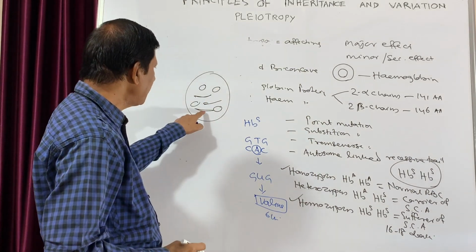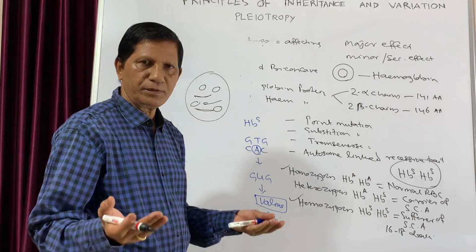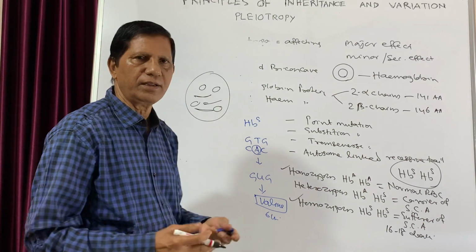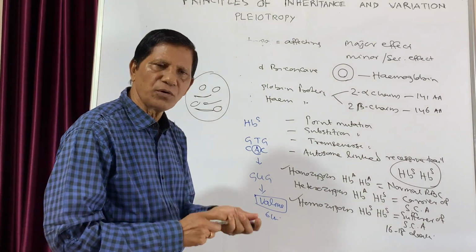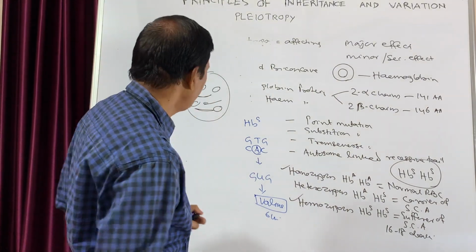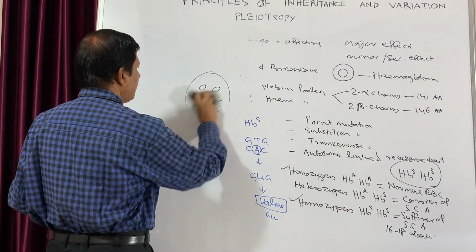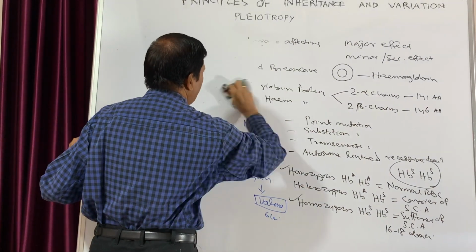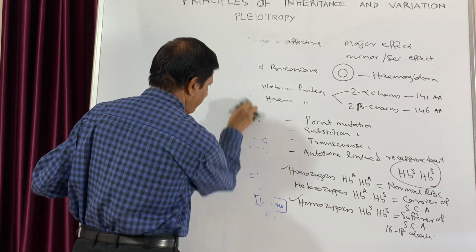If all will be sickle celled, then the sufferer. And if only this round biconcave ones are there, then normal. So from that we can know from the childhood whether actually the person is normal or carrier or a sufferer of this sickle cell anemia.